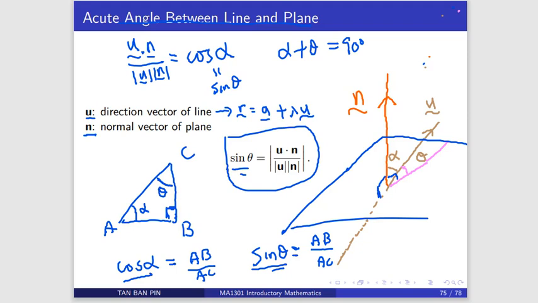Sine theta equals magnitude of u dot n over magnitude of u magnitude of n. So which means to find the angle between a line and a plane, you just take u dot n over magnitude of u magnitude of n, take magnitude, but you equate it to sine theta. The theta is the angle between the line and the plane, and then you find theta by taking inverse sine.